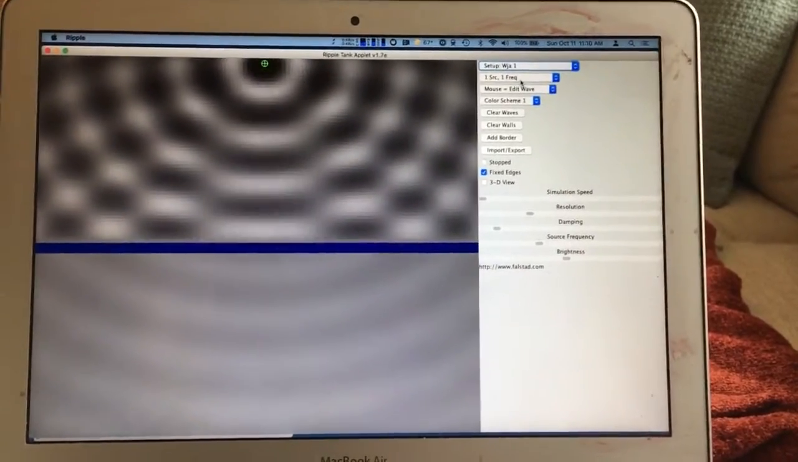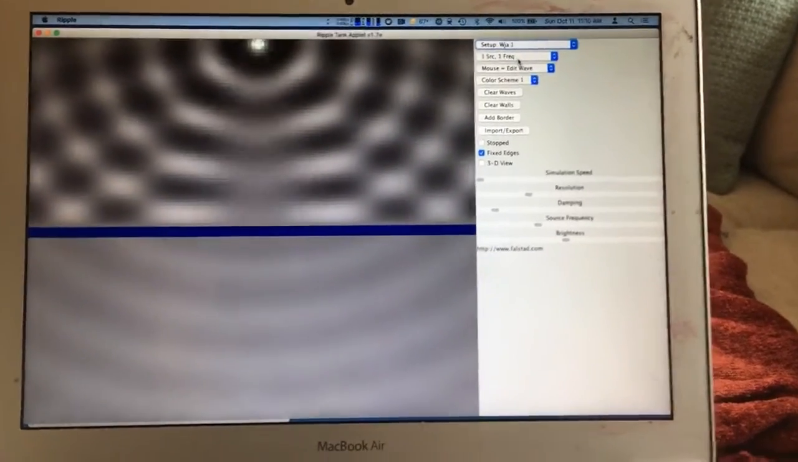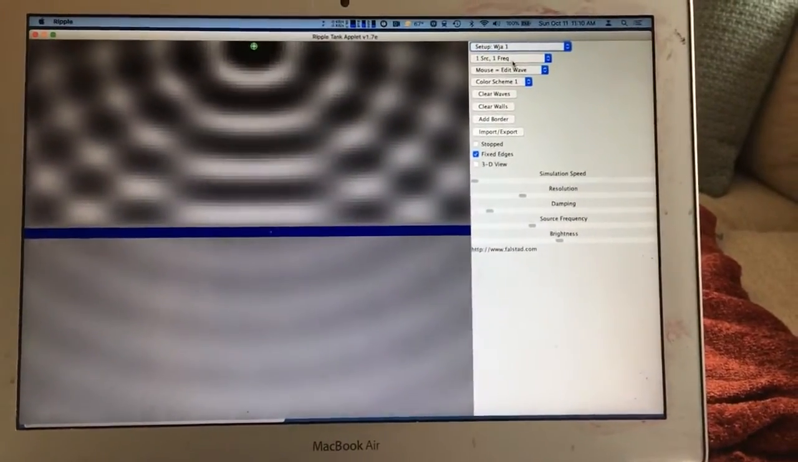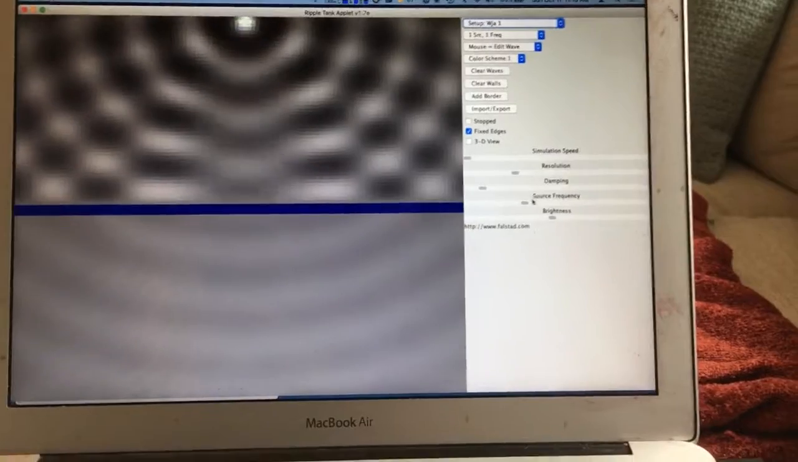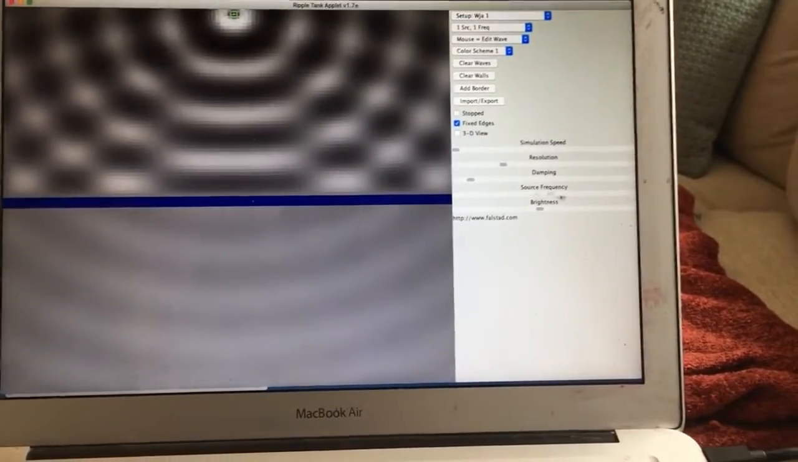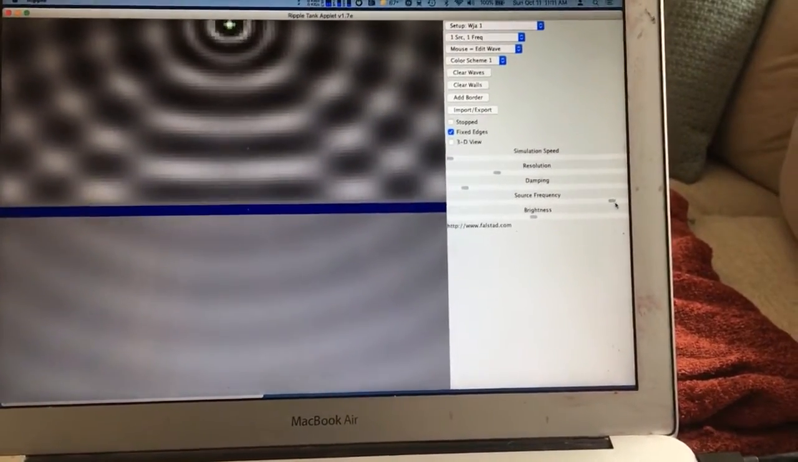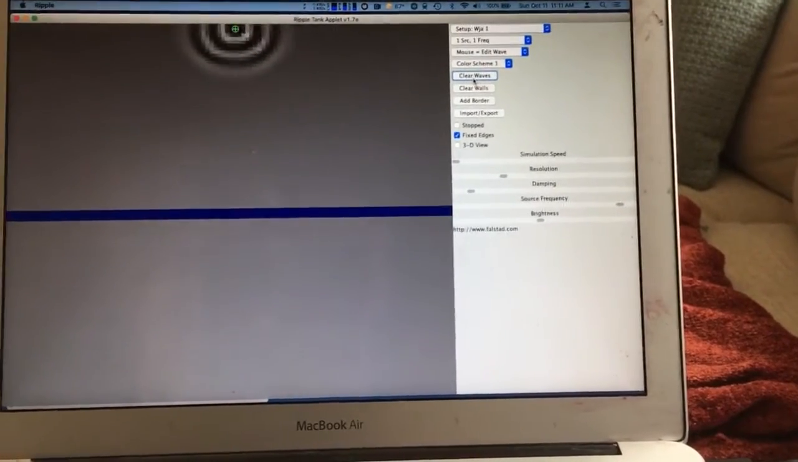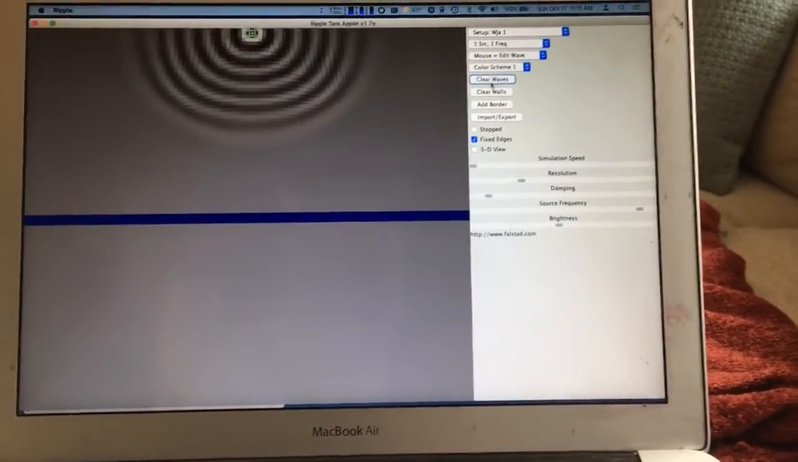Now I think I can show you that higher frequencies are easier to stop and lower frequencies are harder to stop. So I can change the source frequency. If I go up to high frequency, and then clear the waves, I think we'll see a lot less wave getting through.